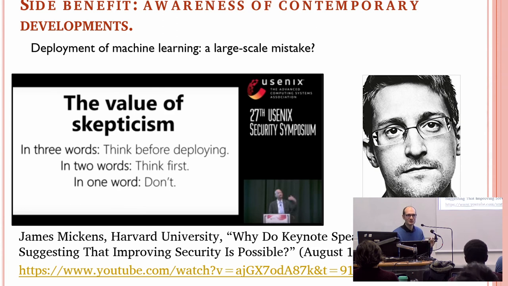And if you want even shorter advice, it's think first. And in one word, it's don't. Whatever it was that you were intending to deploy, don't do it. Don't do it, because we are running headlong into a society where people get a yes or no on a mortgage loan, or whether their kids can go to university, or whether they should be allowed out of jail after some time in there.